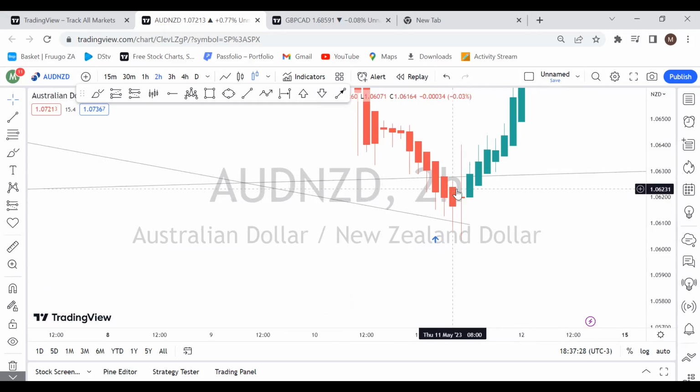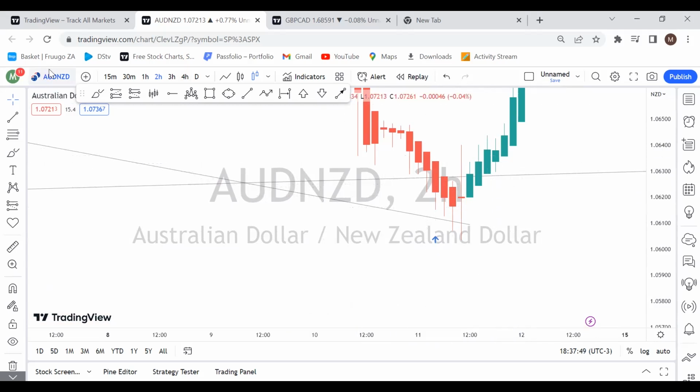Some call it the doji. I don't really get in touch with the names or whatever, as long as I know it's a reversal. So after the reversal, we had a bullish movement, which was perfect, which shows that we are really reversing to the upside, right?